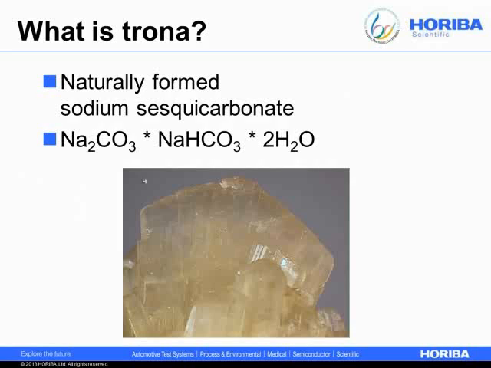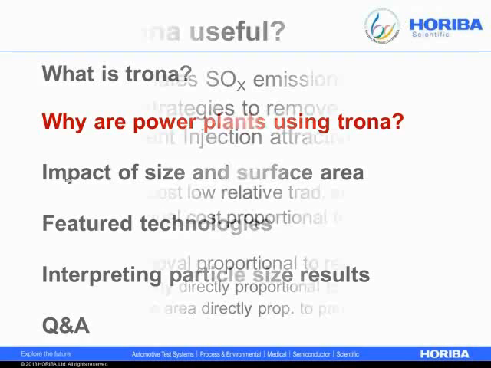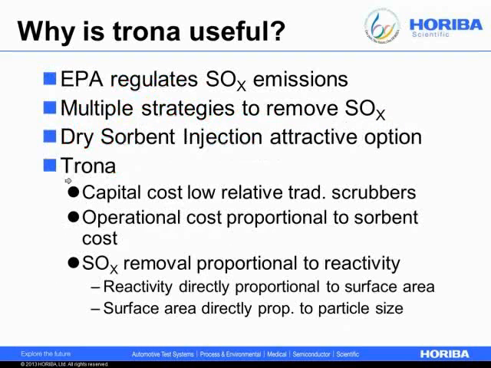So what is Trona? It is naturally formed sodium sesquicarbonate. It has this chemical formula, so it's a combination of sodium carbonate and sodium bicarbonate that's been hydrated. And why are power plants using Trona? There's the big-picture reason why Trona is useful, and then there's the government regulatory reason why Trona is useful.